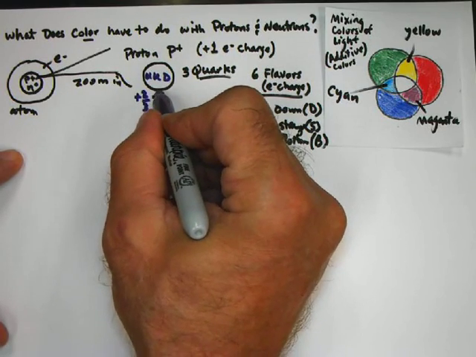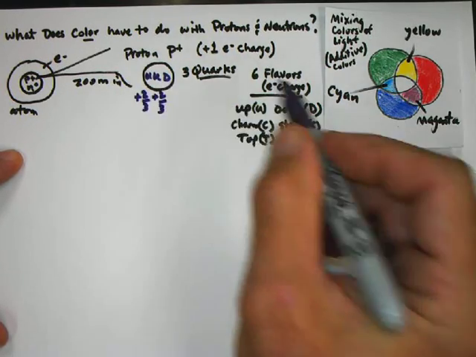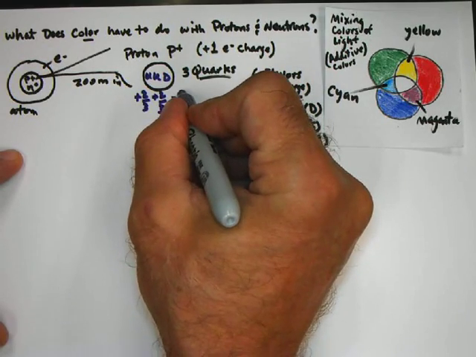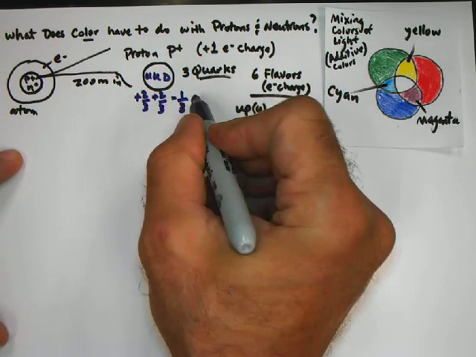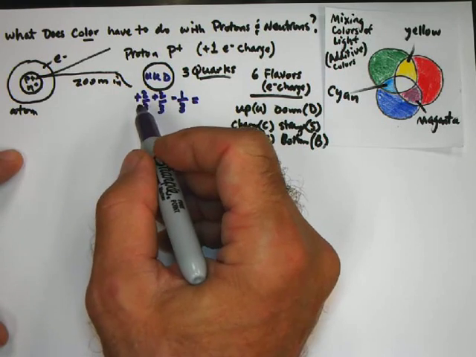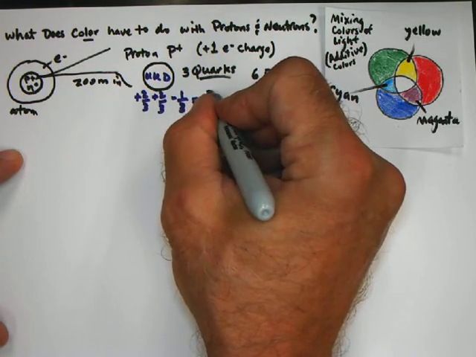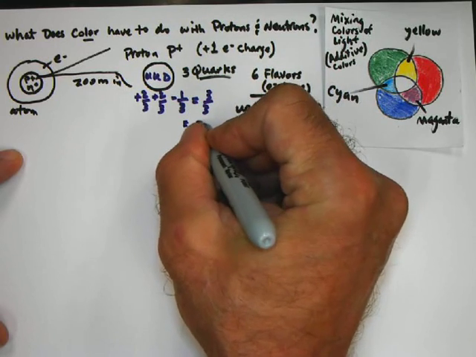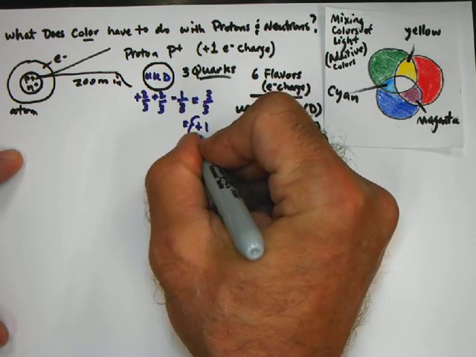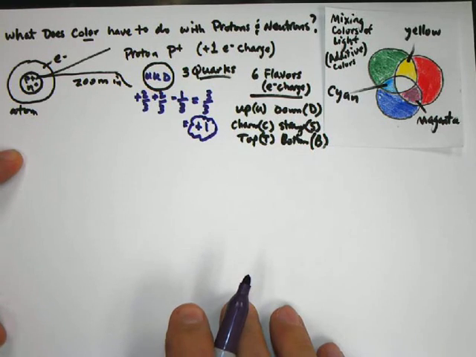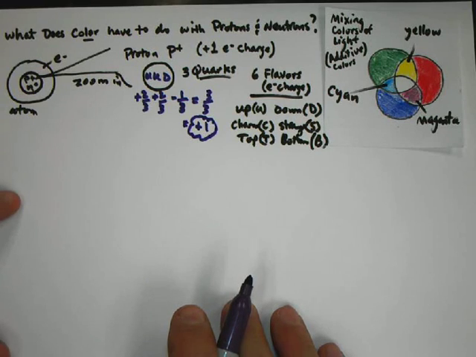If I add those 3 charges up, we have 2/3 and 2/3 is 4/3, minus 1/3. We get a positive 3/3, which is equal to plus 1. And so that's why a proton has a charge of plus 1. It's because of those up and down quarks that make up the proton.